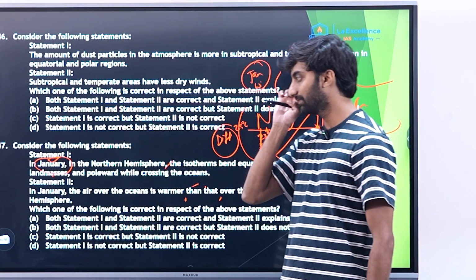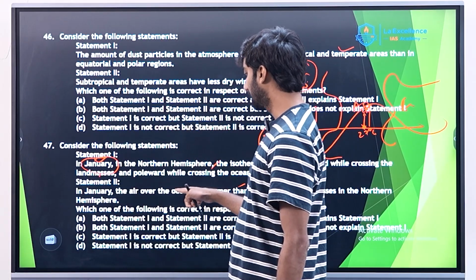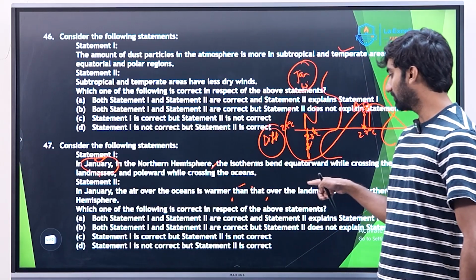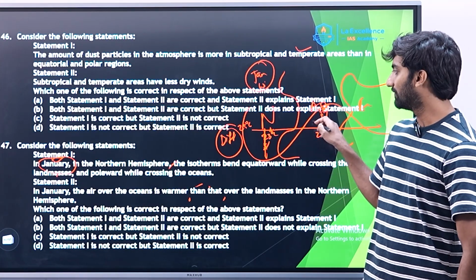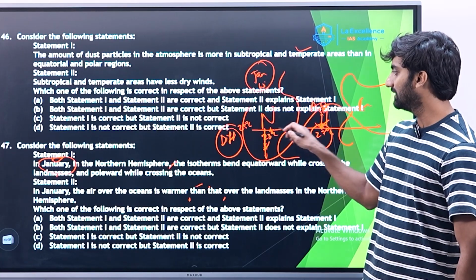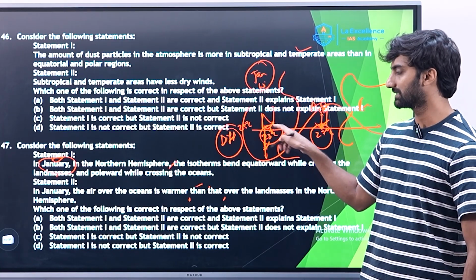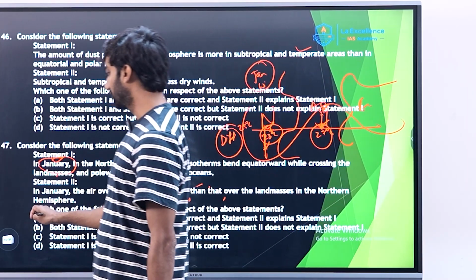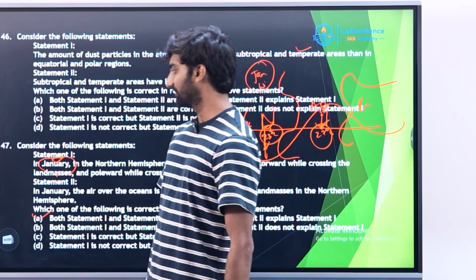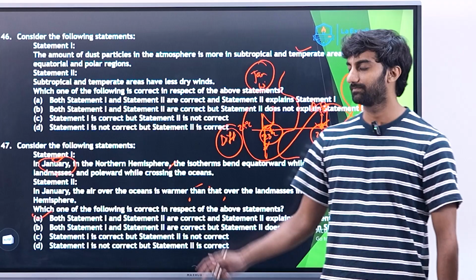Statement true. In January, the air over the ocean is warmer than over the landmass in the northern hemisphere. This is the actual reason. So oceans are warmer, temperature is high; land is cool, temperature is less. This is the reason. So both statements 1 and 2 are correct, and 2 correctly explains 1. So for 47, the answer will be A.